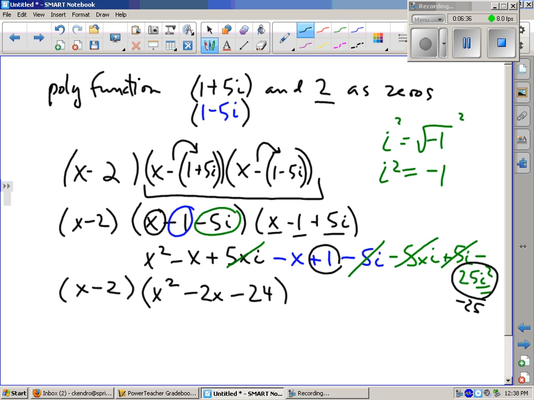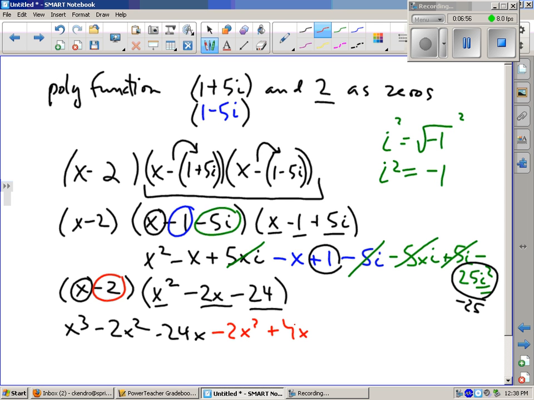And now I've got x minus 2 that I have to distribute to both. So let's start with the x. x times x squared is x cubed. x times negative 2x squared. And then negative 24x. Then we'll go to the negative 2. So negative 2x squared plus 4x and plus 48. Combining like terms, I've got x cubed minus 4x squared minus 20x plus 48.